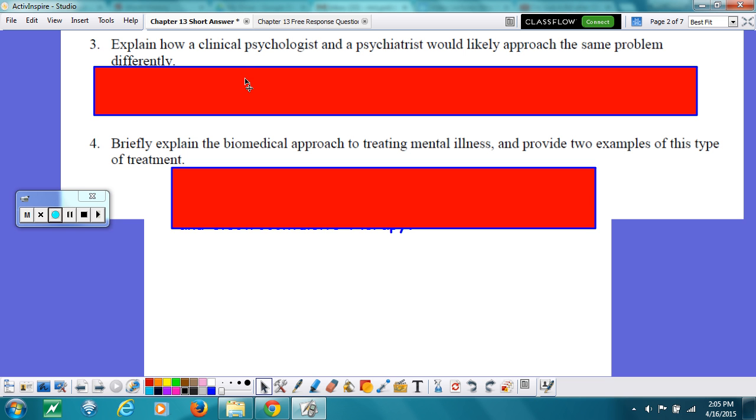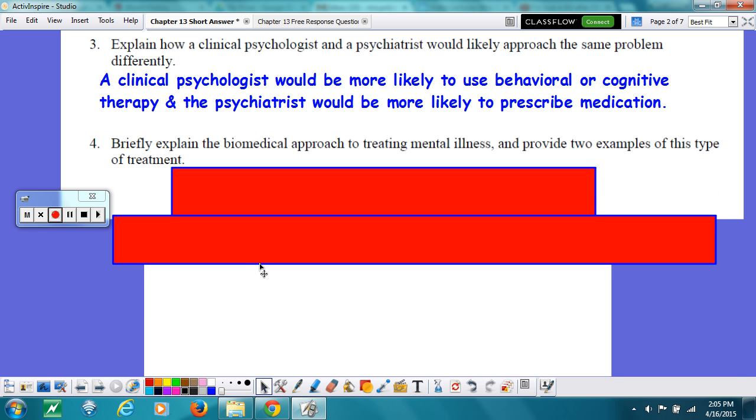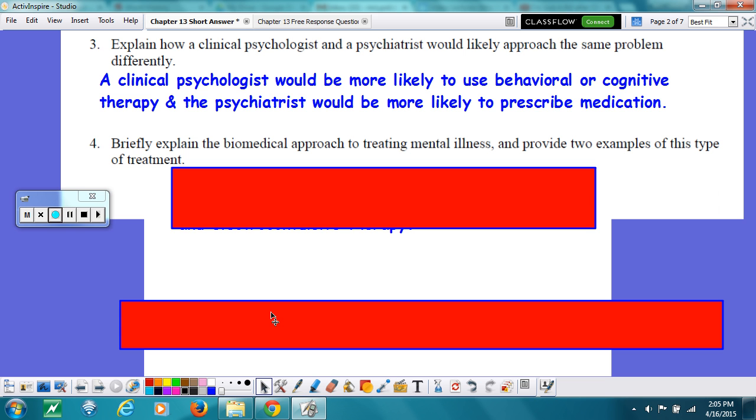Question number three, explain how a clinical psychologist and a psychiatrist would likely approach the same problem differently. And this kind of goes back to what we know about the two. A clinical psychologist would more likely try to use some kind of behavior or cognitive therapy, whereas a psychiatrist, because of their profession and their training as a medical doctor, is more likely to look at the prescription of some kind of medication.